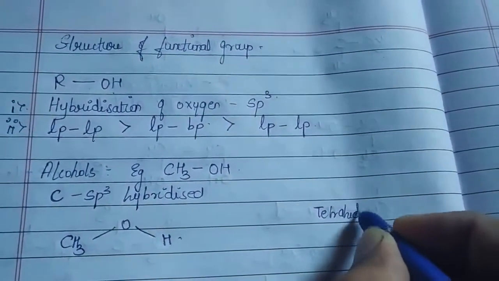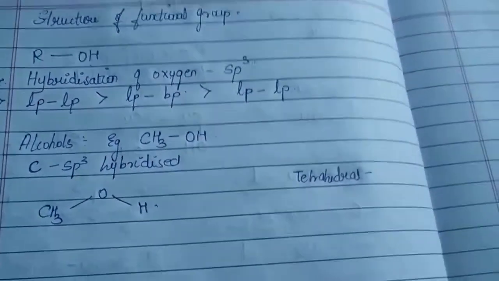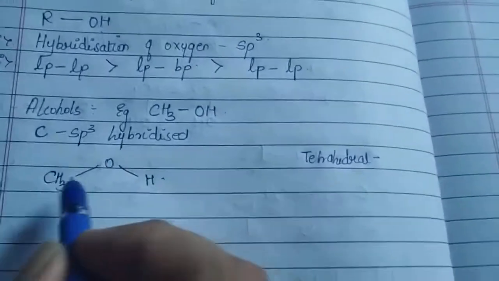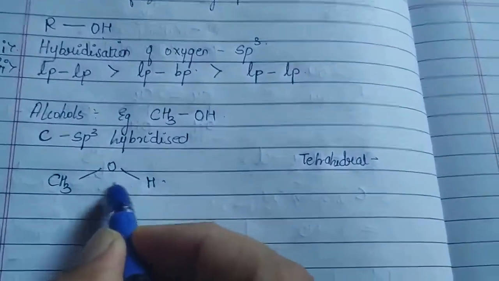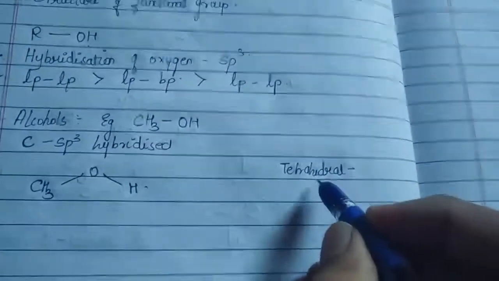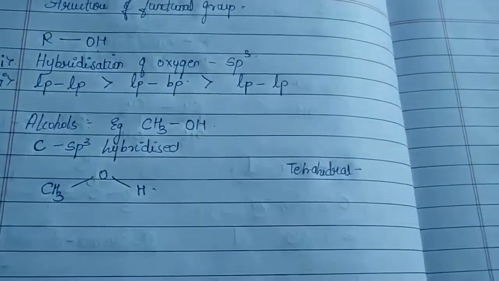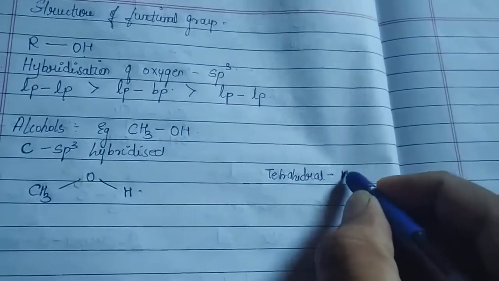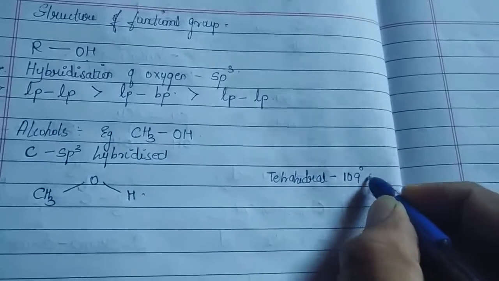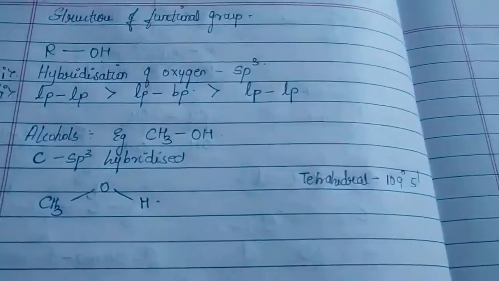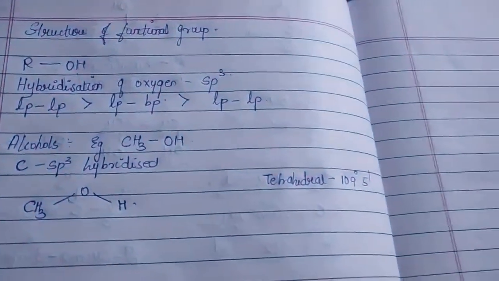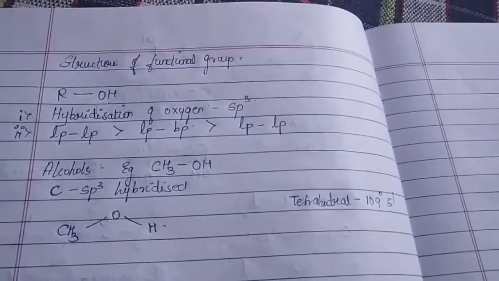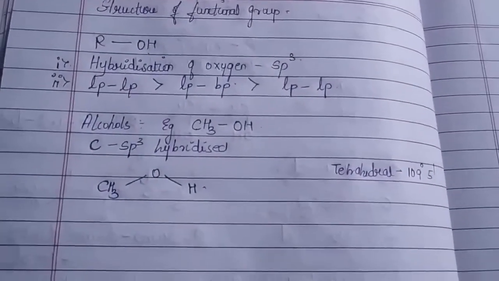And when this tetrahedral geometry strikes our mind, of course, we come to know one important thing, that is the bond angle. What is the bond angle? The angle between two adjacent bonds. So when you're talking about the tetrahedral bond angle, we know it is 109 degree 5 minutes, or 109.5 degree. You can write it in that way also.